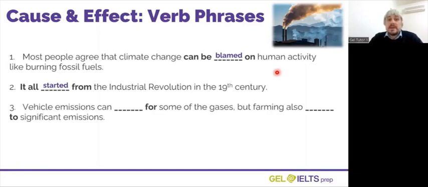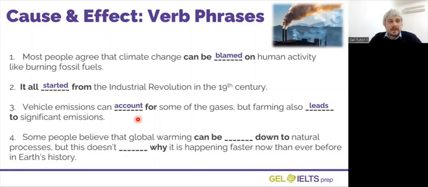Sentence number 3. "Vehicle emissions can [blank] for some of the gases, but farming also [blank] to significant emissions." Look at the next question below the video and choose the correct option to complete sentence number 3. The correct answer here is "account for some of the gases" and "leads to significant emissions." Both of these phrases are introducing effects.